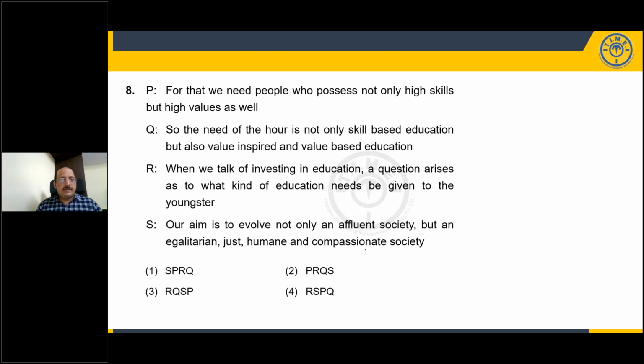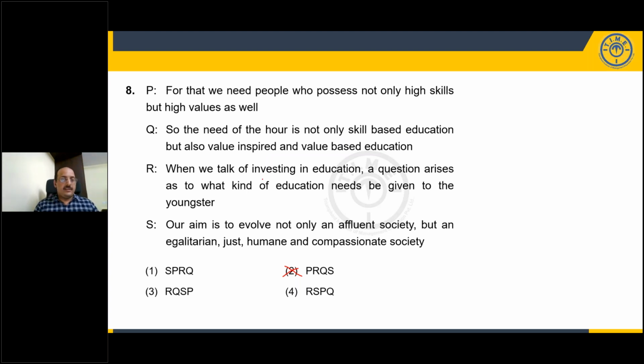For that, we need people who possess not only high skills but high values as well. So first, that thing needs to be defined the first. So 2 that starts with P is definitely eliminated. So the need of the R is not only skill-based education, but also value-inspired and value-based education.